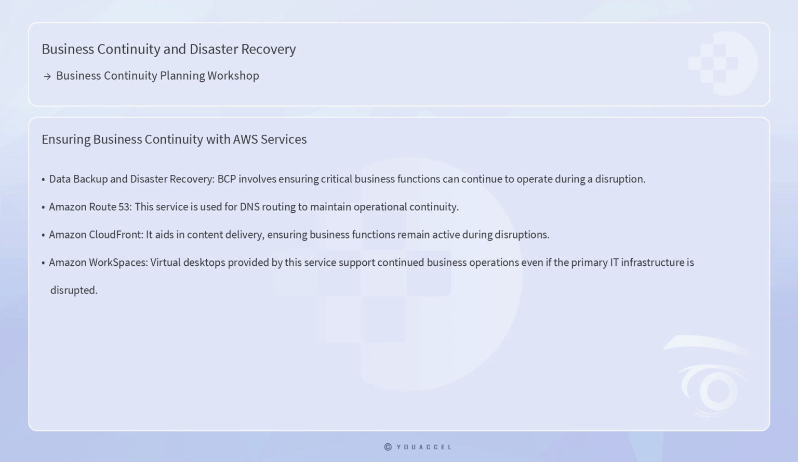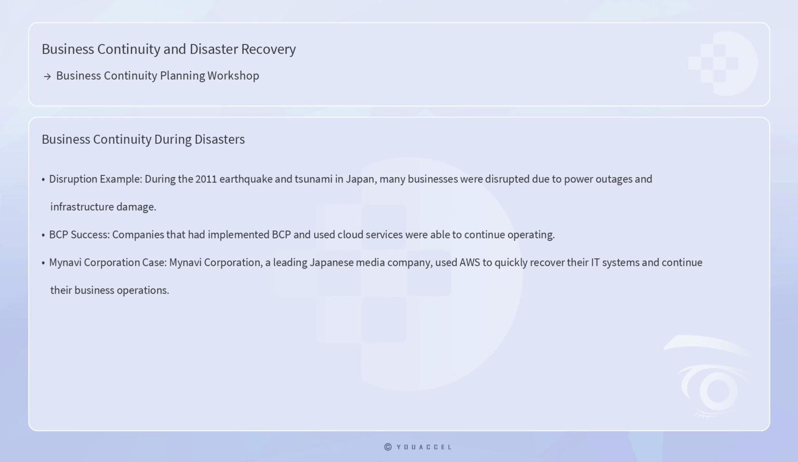For example, during the 2011 earthquake and tsunami in Japan, many businesses were disrupted due to power outages and infrastructure damage. However, companies that had implemented BCP and used cloud services were able to continue operating. For instance, Mynavi Corporation, a leading Japanese media company, used AWS to quickly recover their IT systems and continue their business operations.